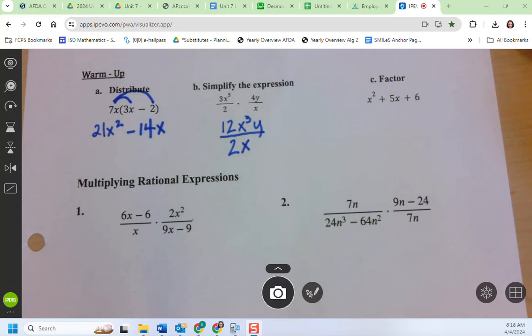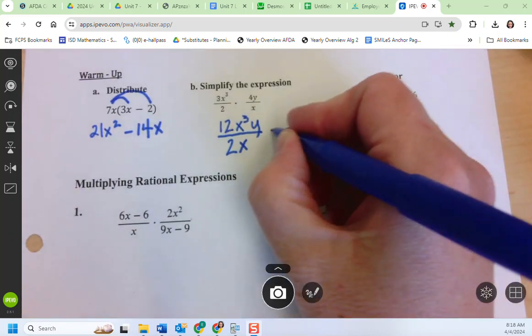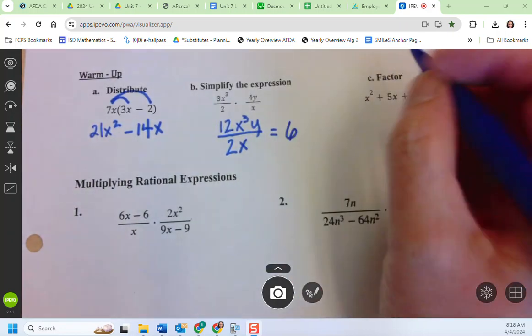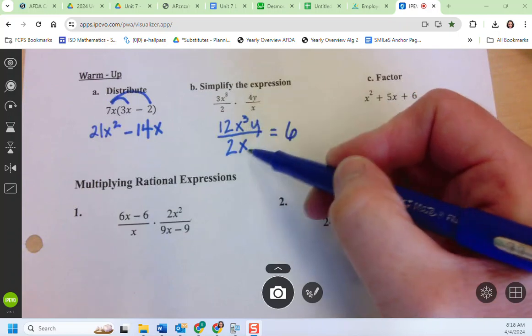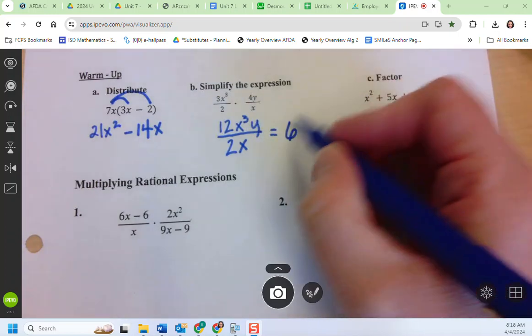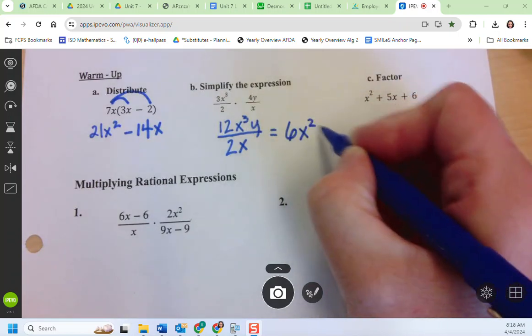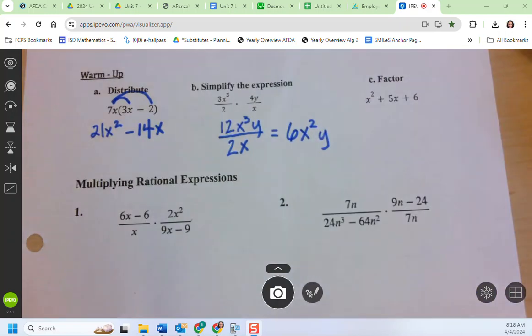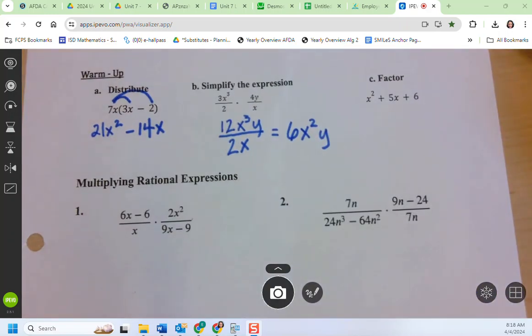12 over 2 simplifies to what? 6, good. And then Escarlith, how about x to the 3 over x? X squared. And then we still have a y. And so the fraction's gone when our denominator's gone. Questions on 2?